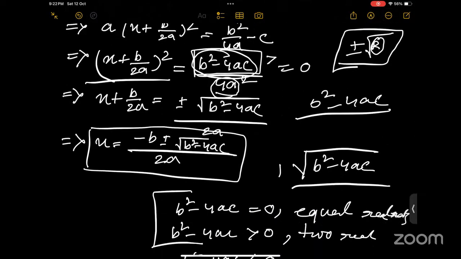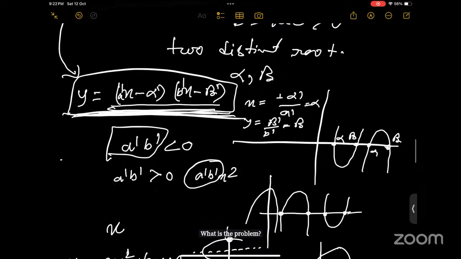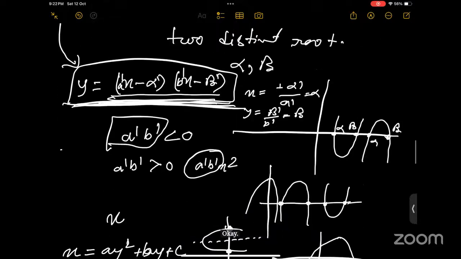Ma'am, I have some problems with maximum and minimum. What is the problem? How do we find the maximum and minimum? Okay, so if you have a parabola, then the vertex is the maxima or minima according to the situation.